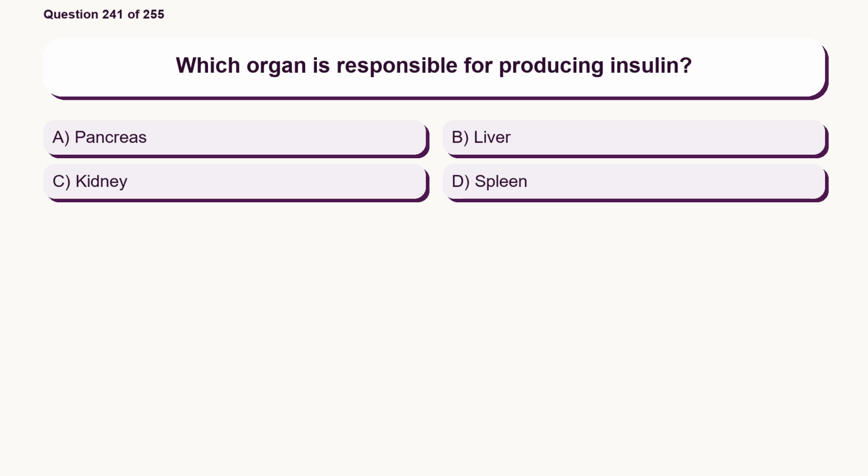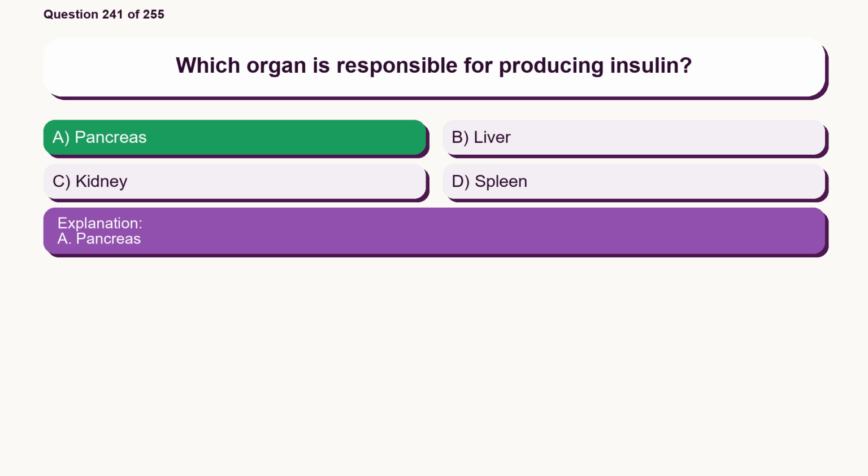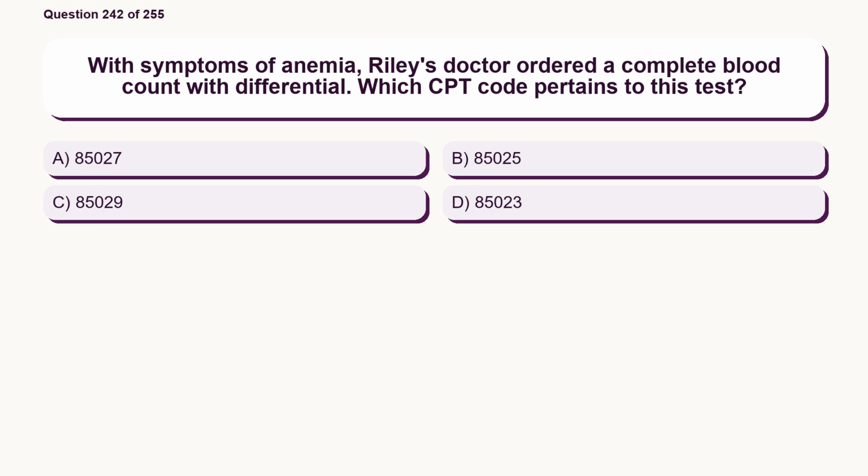Option A, pancreas. Option B, liver. Option C, kidney. Option D, spleen. The correct answer is option A, pancreas. Question 242. With symptoms of anemia, Riley's doctor ordered a complete blood count with differential.